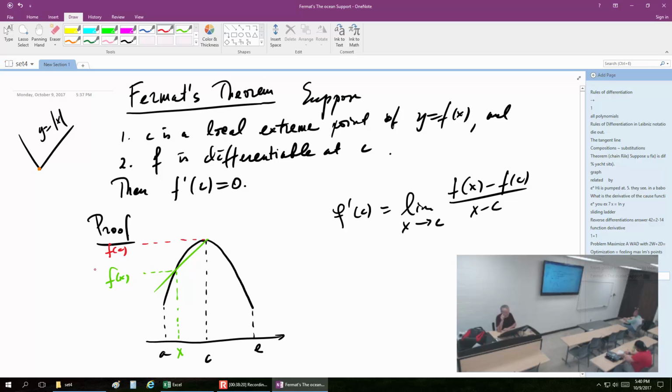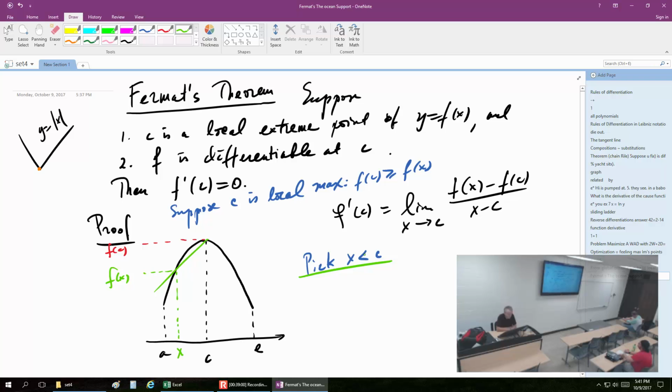Okay, so it is an extreme point. Well, let's be specific. So suppose that c is a local maximum. Okay, c is a local maximum, and that picture tells you what it is. It means that f of c is larger than or equal to f of x. The picture reflects it. Now let's pick x less than c. So once again, we're looking at what's happening to the left, and that's the picture.